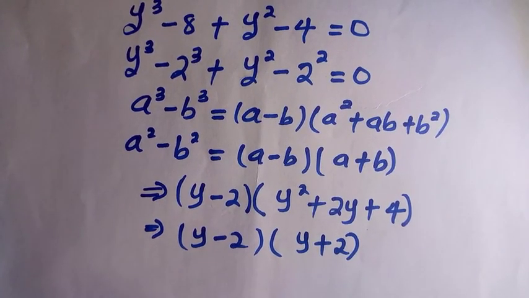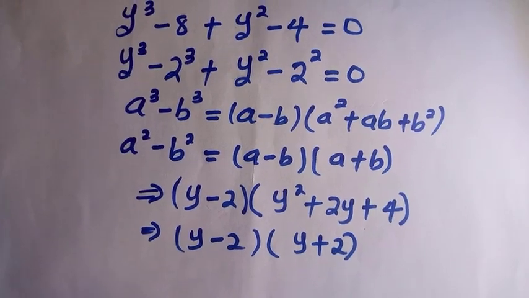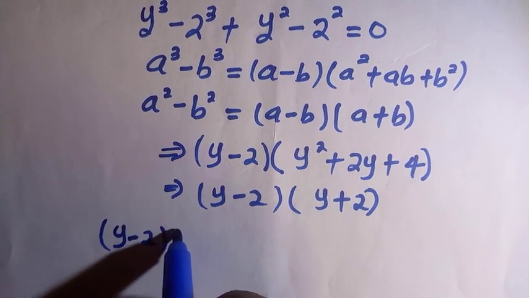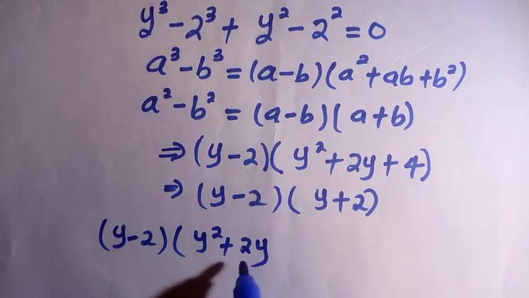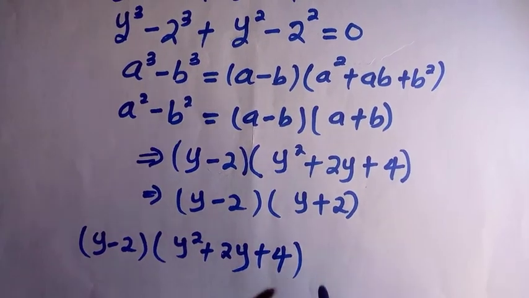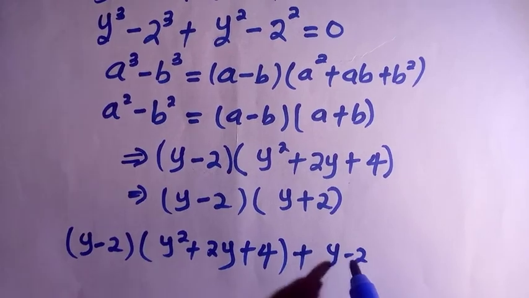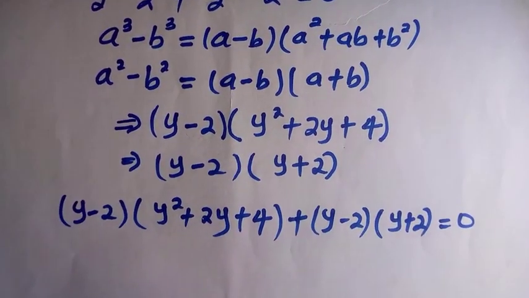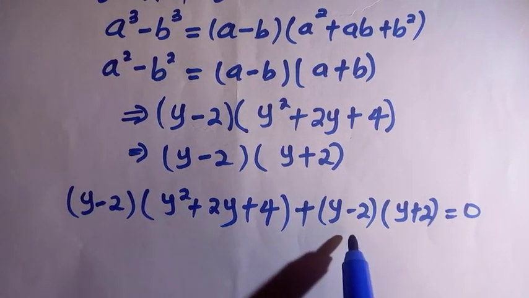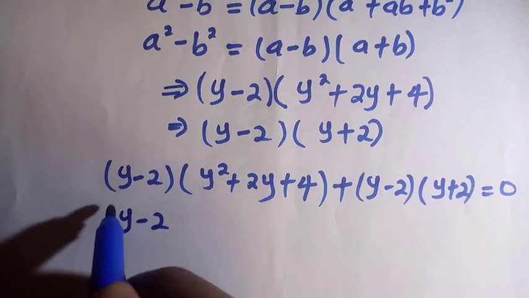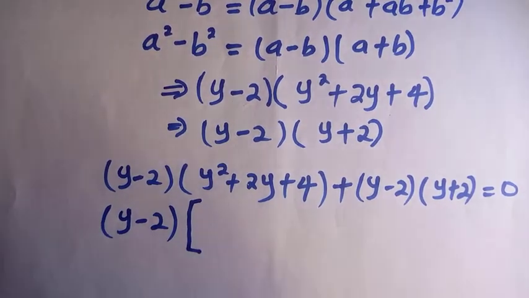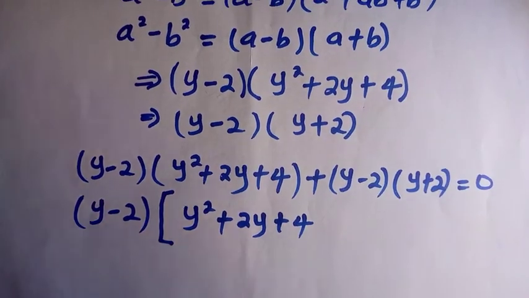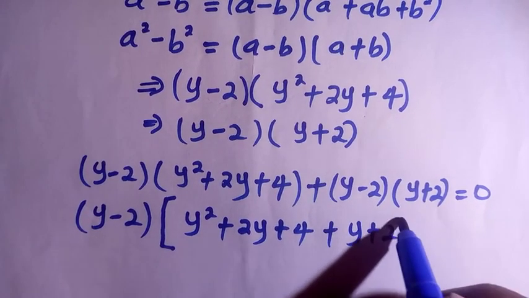So if I refer all this back to the fifth line to the last, we are going to have y minus 2, bracket, y square plus 2y plus 4, and I close this bracket. Then we still have plus y minus 2 and y plus 2, and this equals 0. Looking at this, we have a common factor between the two, which is y minus 2. Taking out this y minus 2, I create a larger bracket and put the rest in this bracket. So we have y squared plus 2y plus 4, then plus y plus 2, and everything equal to 0.